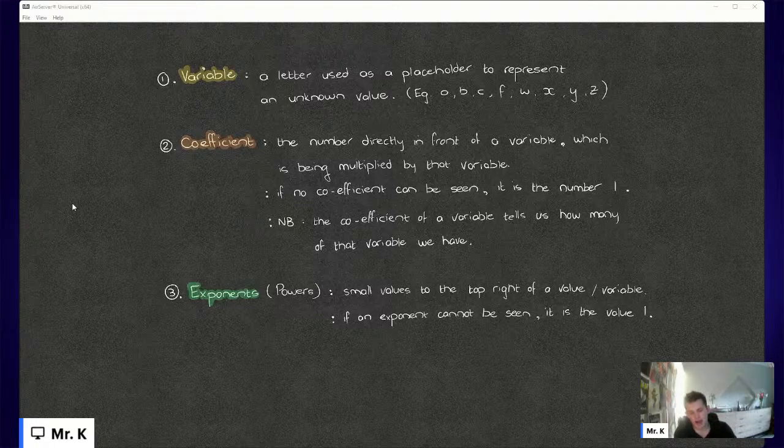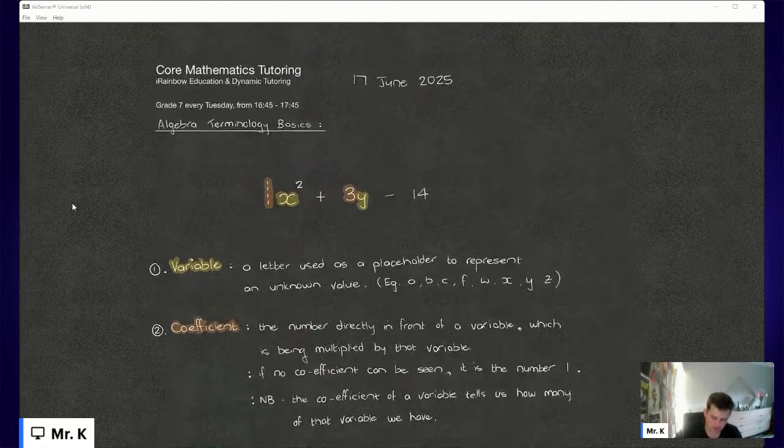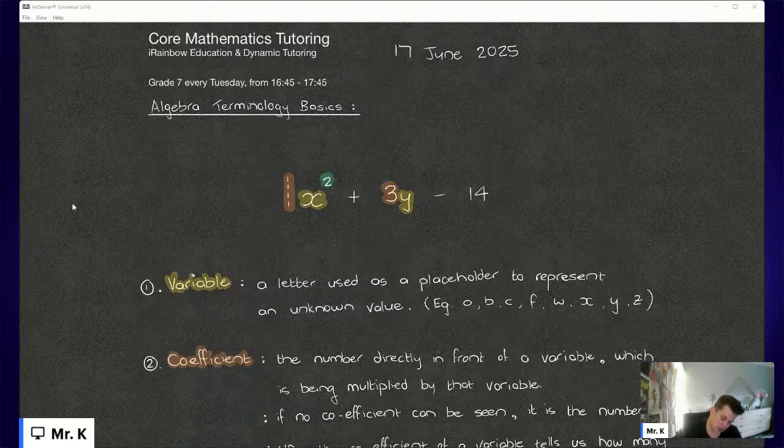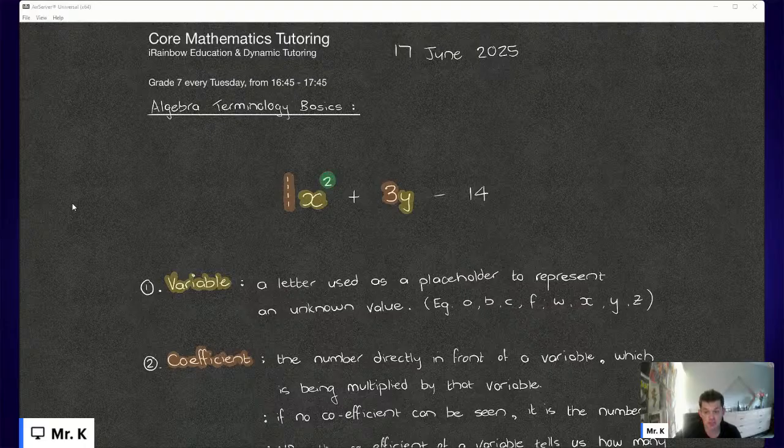Right. So, what are our exponents or powers, grade sevens? These are the small values that we find to the top right of a value or a variable, right? So if we go up just very quickly to look at this expression that we started on, we can see that right over here is a little 2, right? This is an exponent.